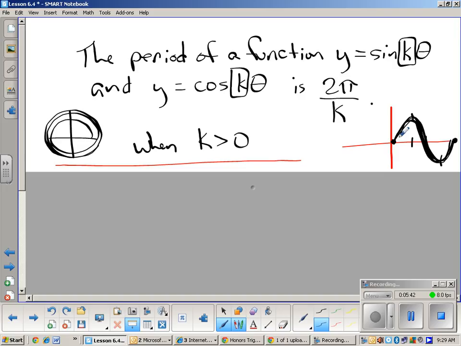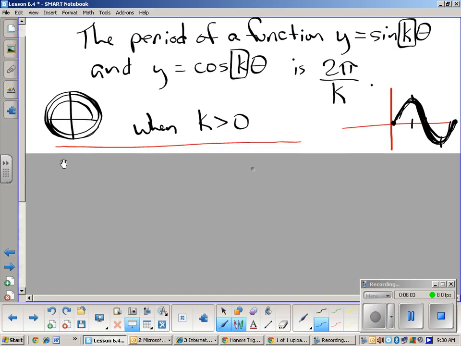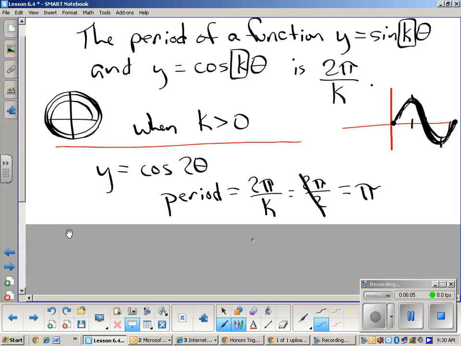Somebody asked me a question last week, and my answer right away was wrong because I didn't look at the fact that they had taken this and stretched it out over 4 pi instead of 2 pi. I didn't read the scale on the x-axis, okay? And that's what's happening, that number in front of the theta is being changed. So here's an example.